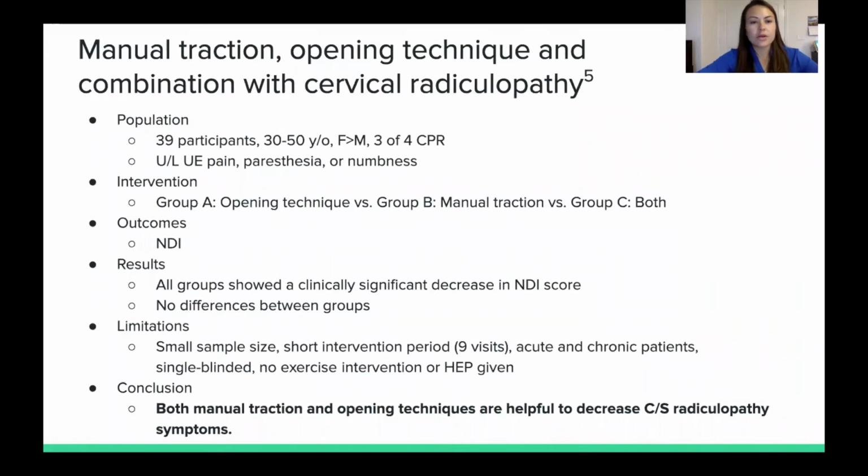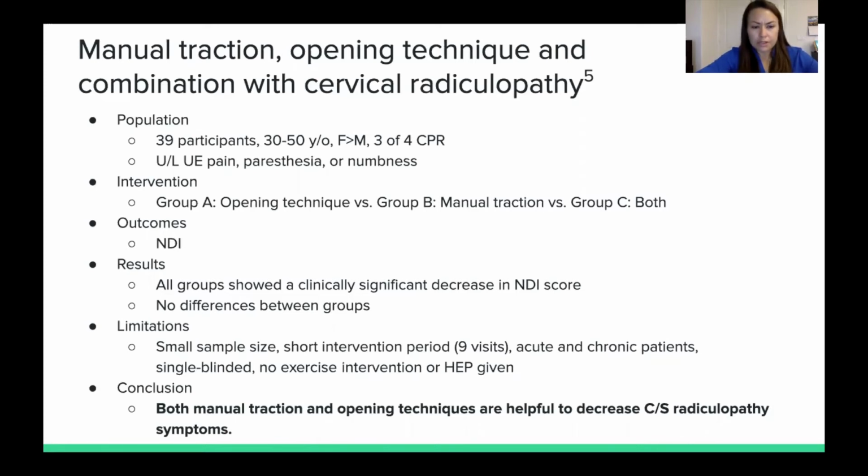All right, so the study I looked at was one done in 2019 by Appraisal et al., which was a comparison between manual traction, opening technique, and a combination in patients with cervical radiculopathy. They had 39 participants between the ages of 30 to 50, and as Bree mentioned earlier, they had to present with 3 out of 4 clinical prediction rules to qualify for the study, as well as unilateral upper extremity pain, paresthesia, or numbness. And this fit our P well, considering our patient is a 44-year-old female presenting with cervical radiculopathy.